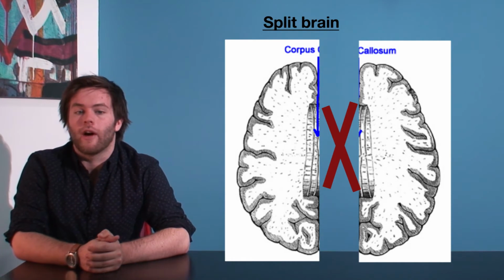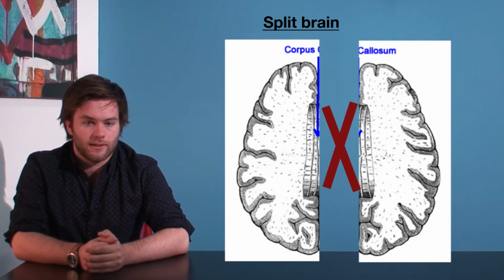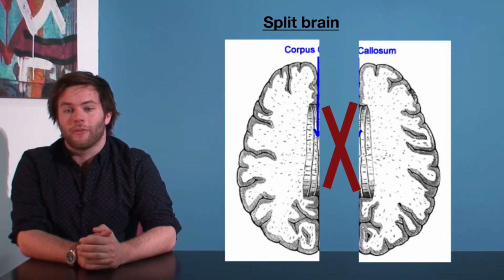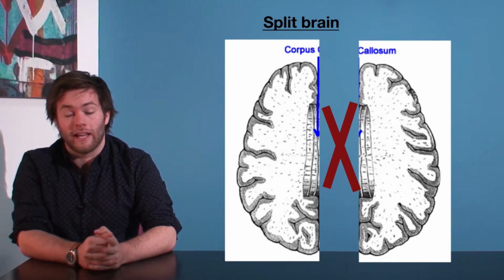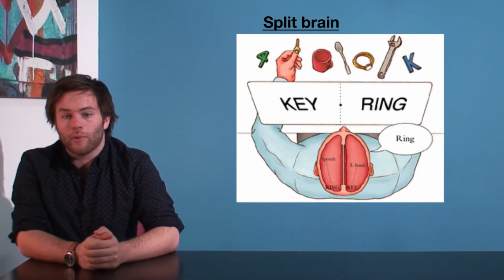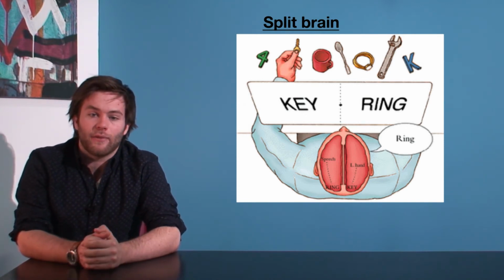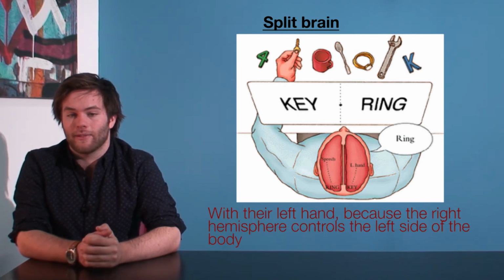To do this, they provided visual information to either the left or right visual field of the participants. Due to the lack of corpus callosum, information from the left visual field could only be processed in the right hemisphere of the brain, and vice versa. The setup was a little bit like this. If the participant saw key in their left visual field, that information would be processed in their right hemisphere.